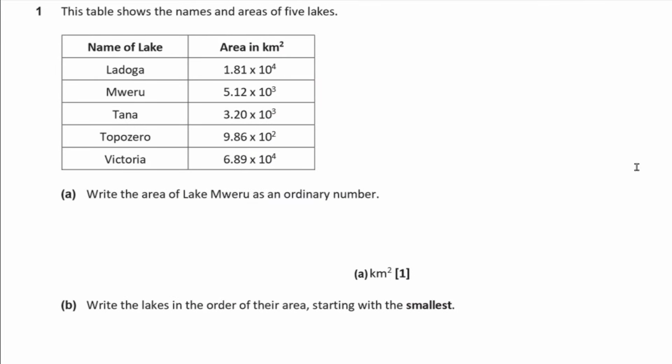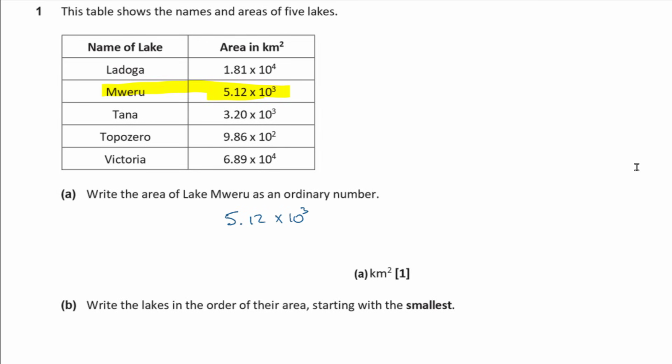This table shows the names and areas of 5 lakes. Well, not heard of many of these. Ladoga, Mweru, Tana, Topozero, Victoria. Part A says write the area of Lake Mweru as an ordinary number. So here's Lake Mweru, and you can see that in standard form, its area is 5.12 times 10 to the 3.